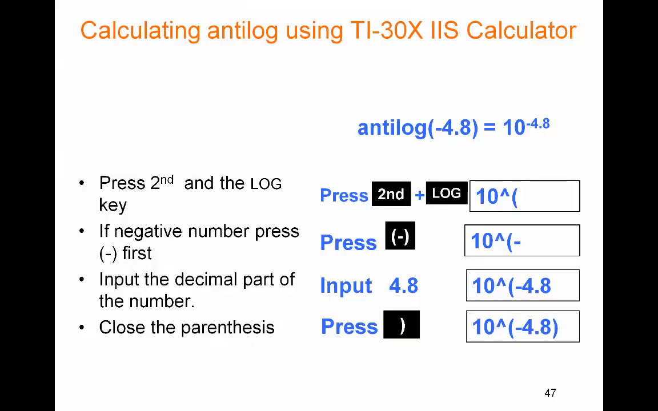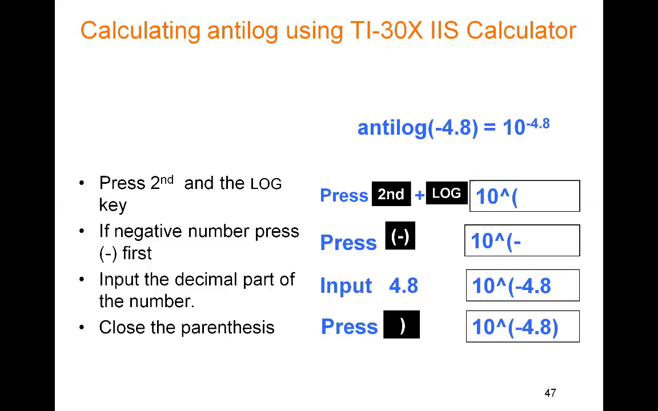So let's look at how we enter that in your TI-30X IIS calculator if you have one. If you have another calculator, you need to find the inverse log function or 10 to the x. Some calculators will show 10 with the exponent x, and that's the one you will want to use for that formula. So antilog of negative 4.8 is written as 10 to the power negative 4.8. So go ahead and enter that in your calculator.